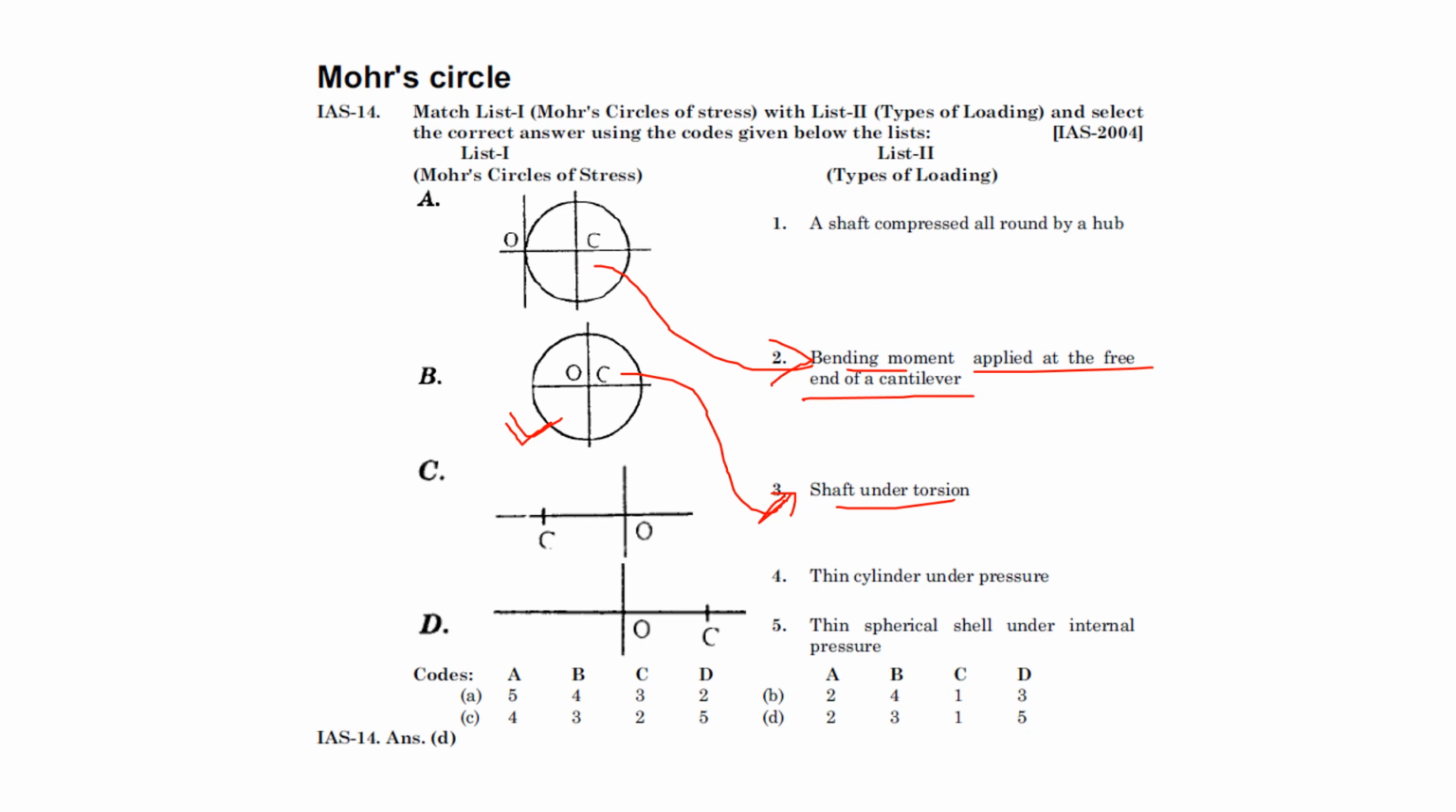Then C1 is this Mohr circle, where there is a dot in the negative sign, so it is a shaft compressed around a hub, which is 1. And this one is in the positive, with a dot, so this will be a thin sphere under internal pressure. So this is 5. So the answer is D.